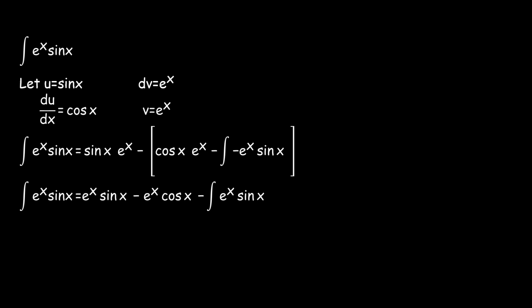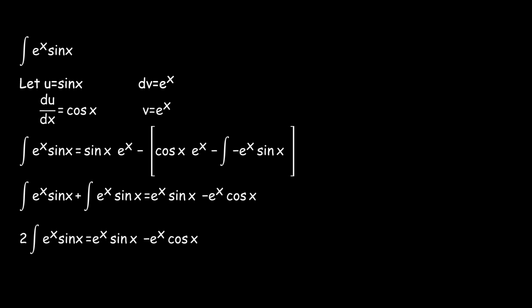Here we are going to have to bring the integral of e to the power x sine x over to the left-hand side. This is what I mean by we're stuck with the loop, because if you keep on replacing u and dv, it's going to keep going on and on. So we need to bring it to the left-hand side and add them up. So both integrals will give us 2 of the integral of e to the power x sine x. And we're going to divide both sides by the 2. This is going to give us e to the power x sine x minus e to the power x cos x plus c, all divided by 2.